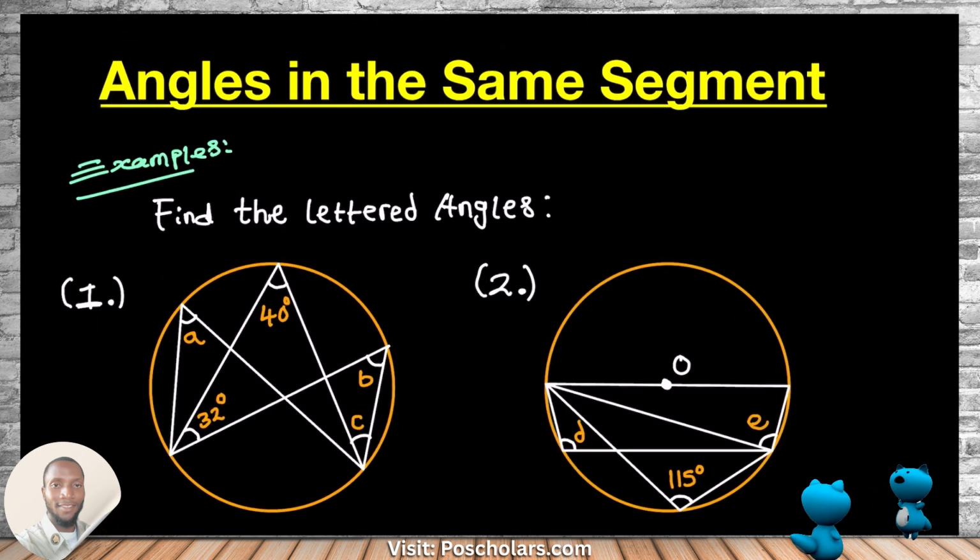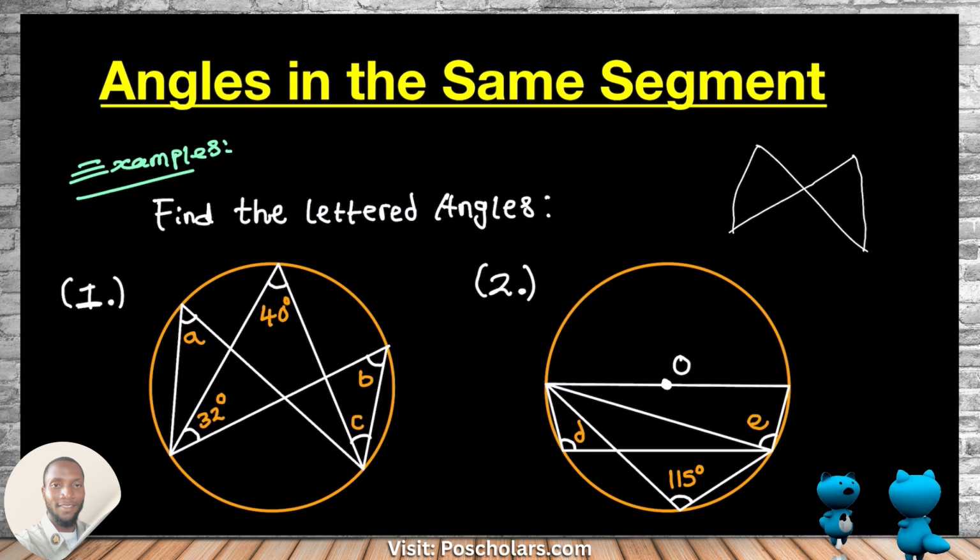So whenever you see a pattern looking like a bow tie, right, just know that you are talking about what? Angle in the same segment. I hope it is well understood.